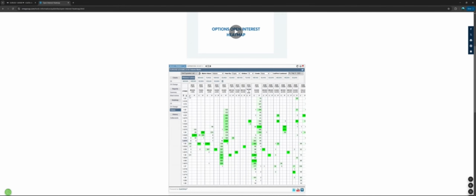Remember, the C means call, which simply means that buyers are present there, and the P means put, which means sellers are present at that particular price level.